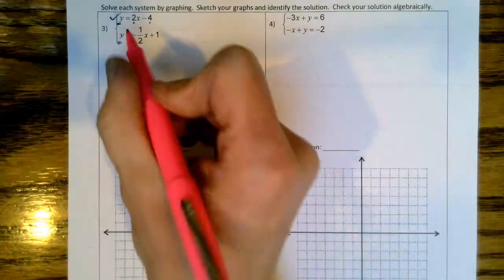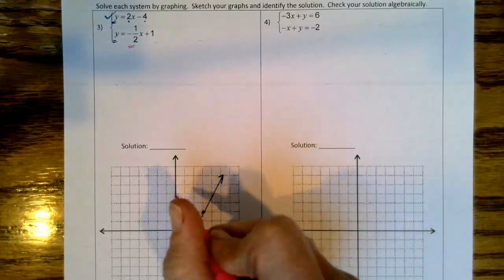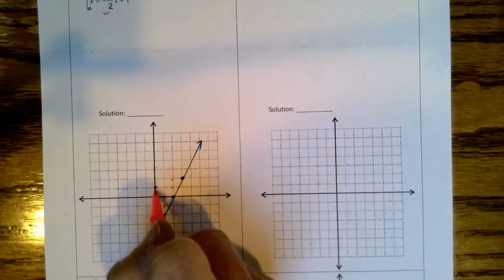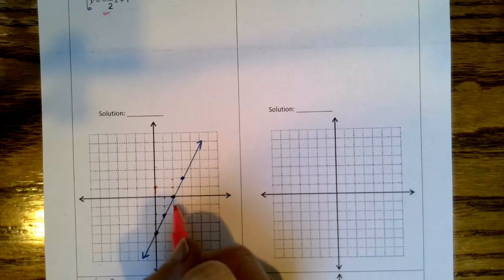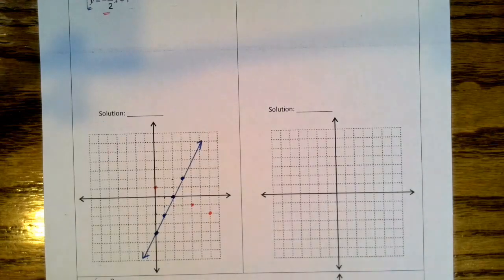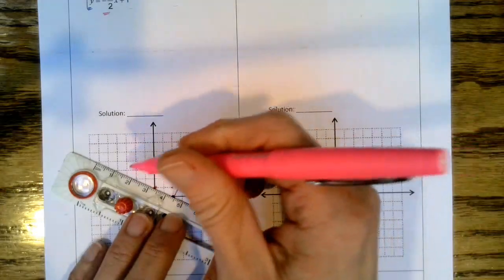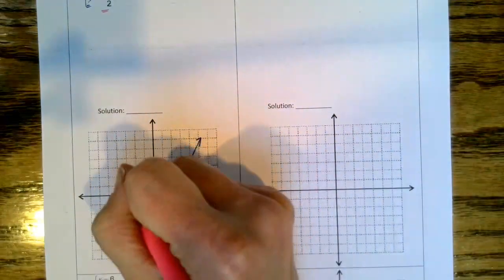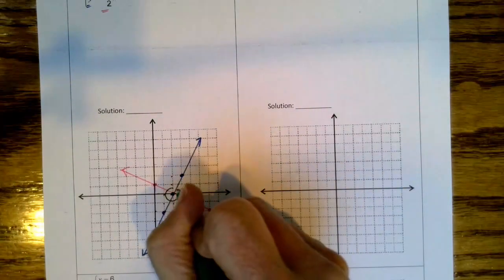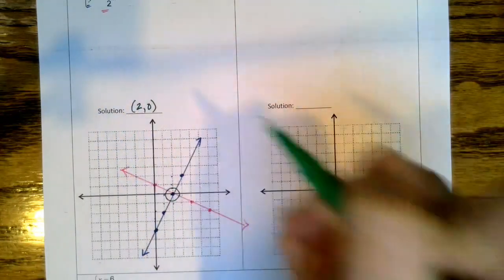My second equation has a slope of negative 1/2 and an intercept of 1. So I go to positive 1, and a negative 1/2 slope means fall 1, run 2. Fall 1, run 2. So then I can connect my dots. And I can see clearly that these two lines intersect right here at over 2 and up 0.